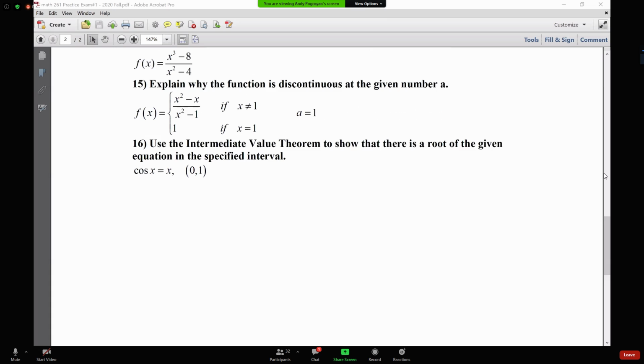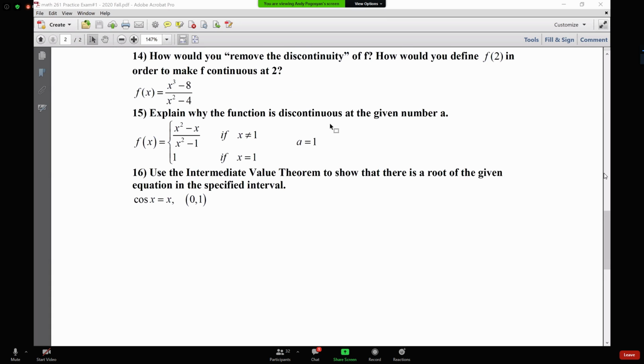Can you go over number 8? Okay, and let's see what you skipped, 15, Austin. Oh yeah, 8 and 15. Okay, let's go back. What's 15? Explain why the function is discontinuous at the given number a.